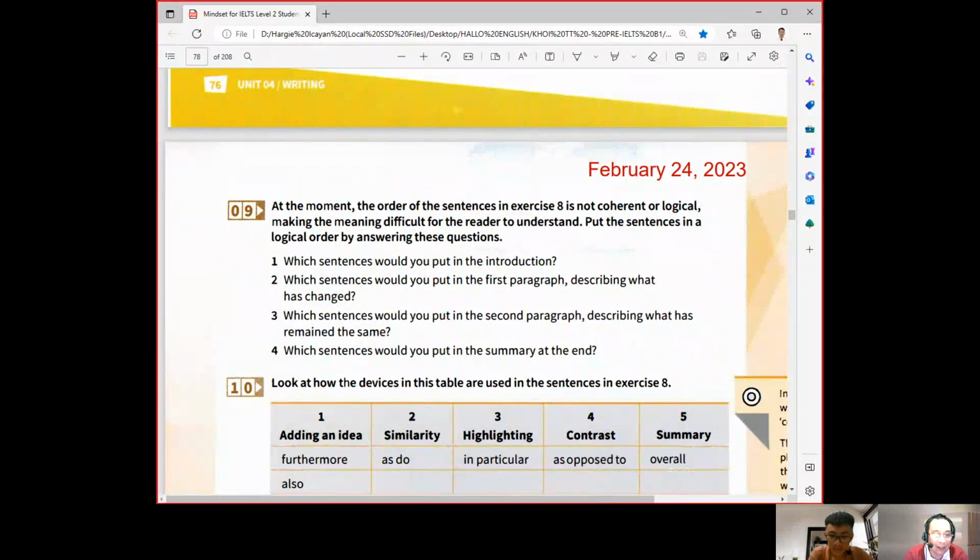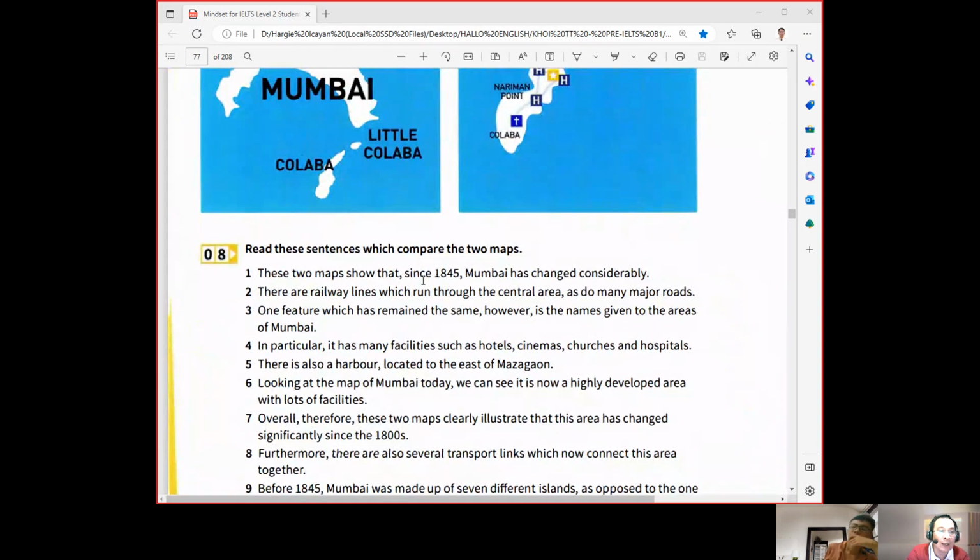So let's continue our lesson, Khoi. I have to share the presentation so that you can see this one. Okay, here it is. I hope you can see it, Khoi. Can you see it? Yeah, I see. So let's continue this one. We are now on the writing part. But before that, let's have a review first, right?